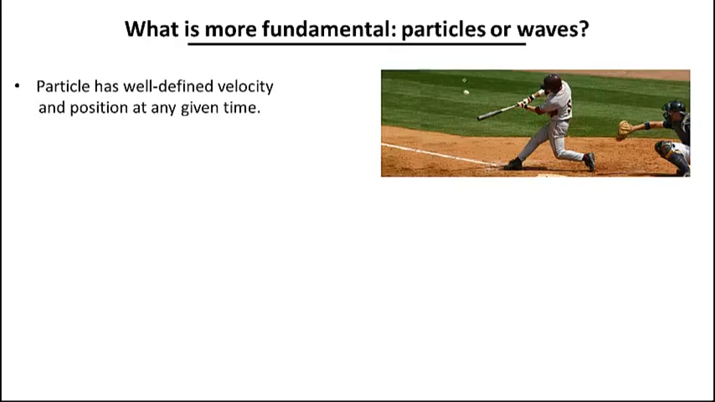So here I have an example of what we usually mean by a particle. In this case, here's a baseball. And this is an object which has a well-defined velocity and position at any given time. We can identify its position simply just by looking at it and measure its velocity.